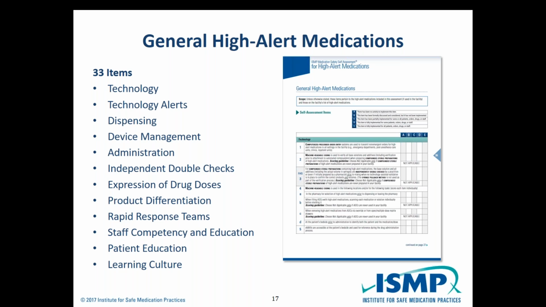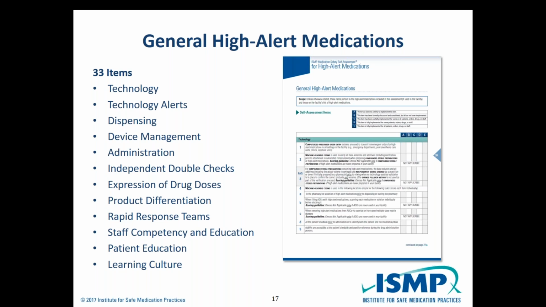The general high alert medication section is a section that everybody has to fill out before they can move on to the categories. There are 33 items in there, and it includes technology, dispensing, and so on. Many of these items are items that we didn't want to repeat in each of the categories, but they're actually items and best practices that would go along with all the high alert medications.